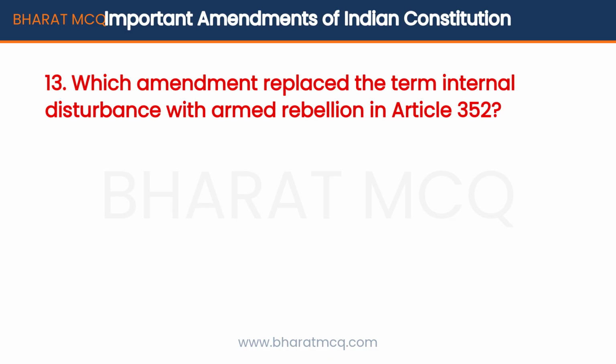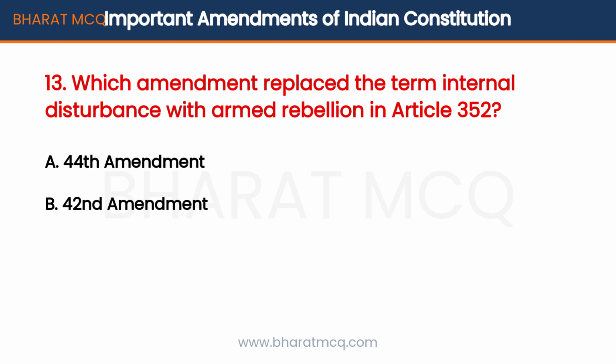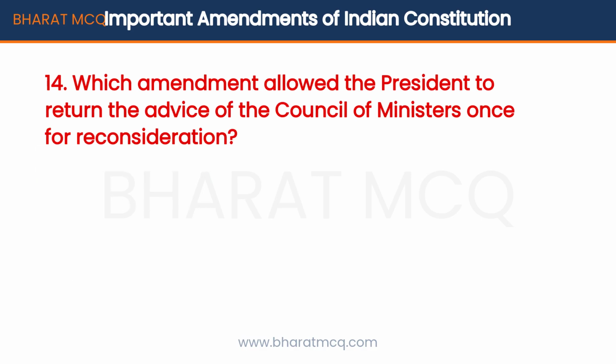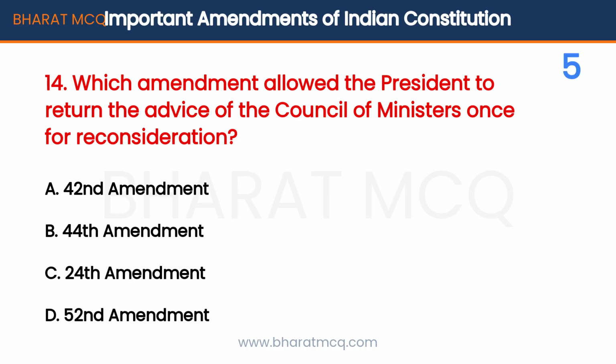13. Which amendment replaced the term internal disturbance with armed rebellion in Article 352? The correct answer is 44th Amendment. 14. Which amendment allowed the President to return the advice of the Council of Ministers once for reconsideration? The correct answer is 44th Amendment.